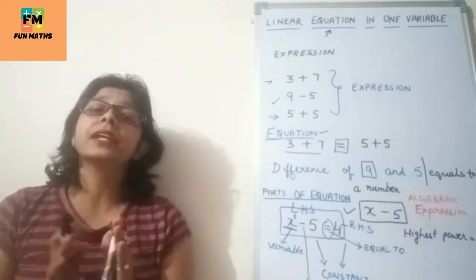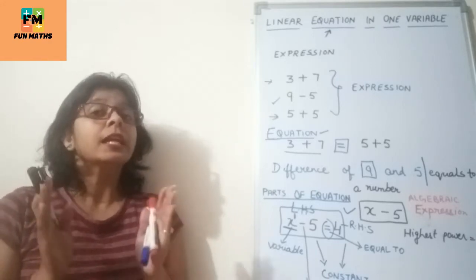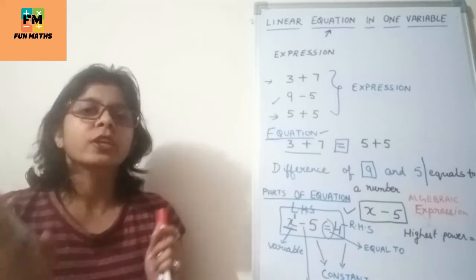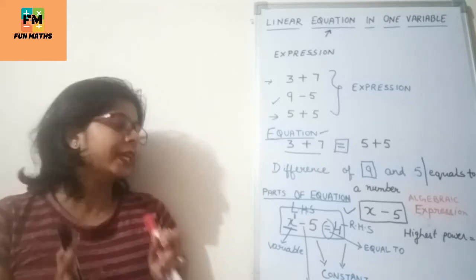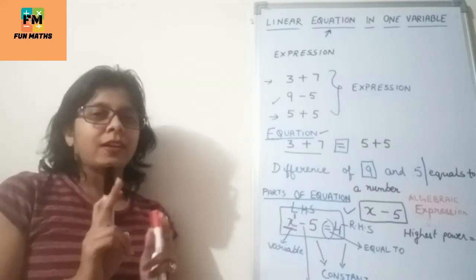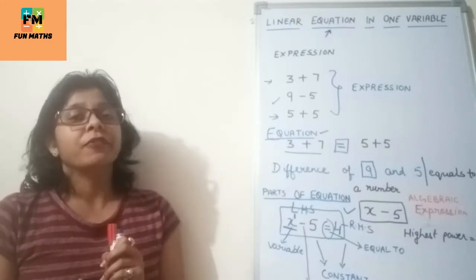But if we get x square minus 5, definitely it is not going to be a linear equation. Why? Because x square means the power is 2. So it would not be a linear equation. For a linear equation, it's imperative that the power is 1. So this is all about what is a linear equation in one variable.